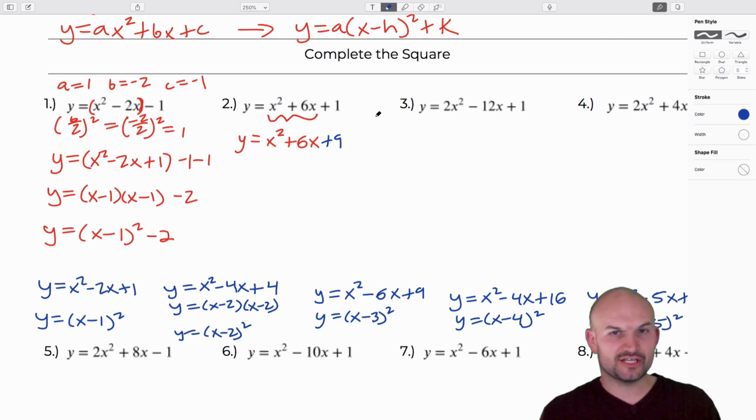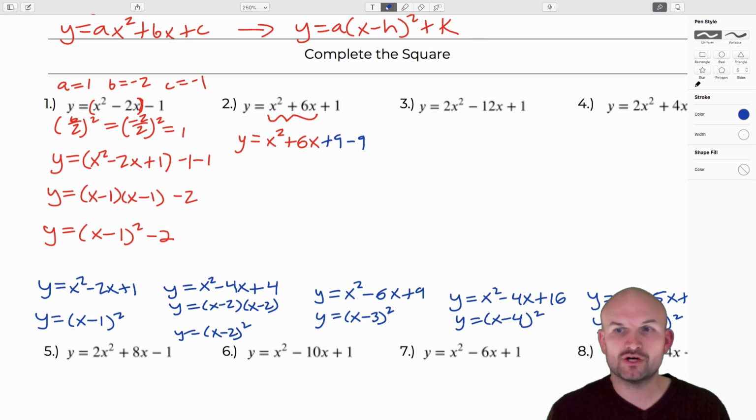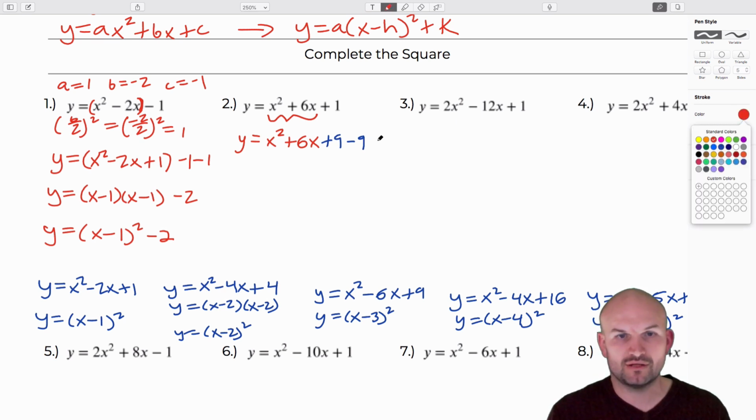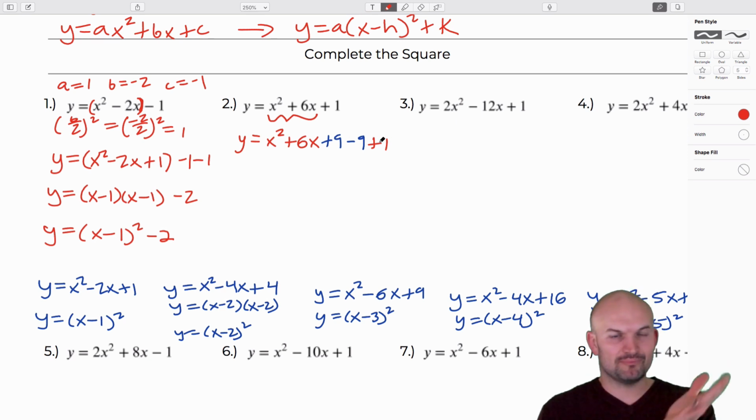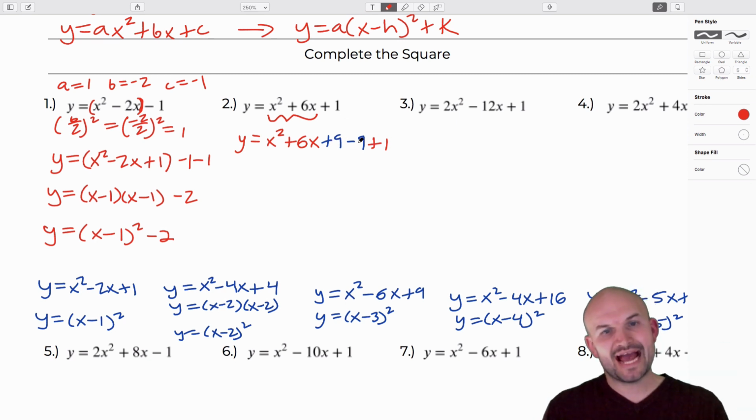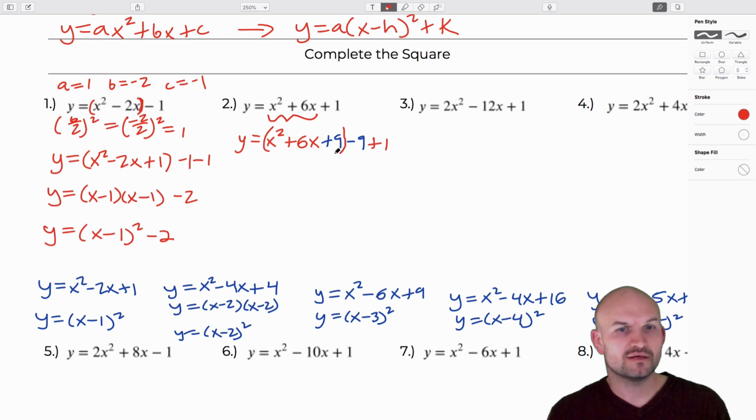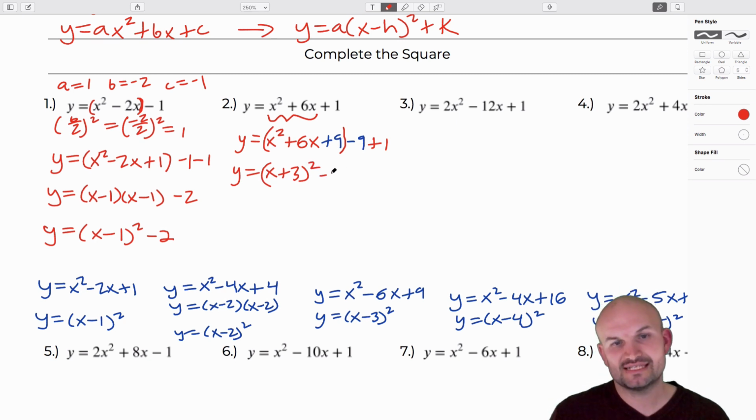But again, you can't just add a 9 out of nowhere. You have to also subtract a 9. And then don't forget there was originally a 1 there as well, right? So you can't totally forget about the 1. But you can add and subtract a 9. And now we can group this x squared plus 6x plus 9, and we know we have a perfect square trinomial. So in this case, we'd have x plus 3 quantity squared, and then negative 9 plus 1 is a negative 8. All right?